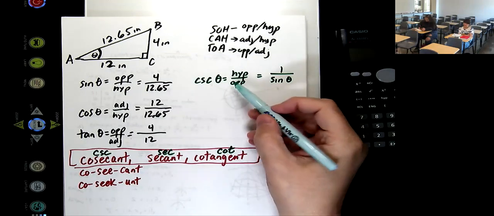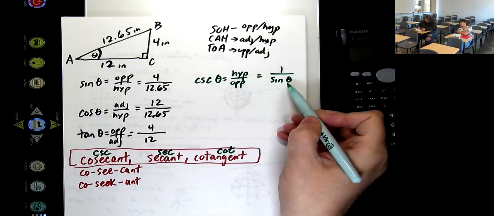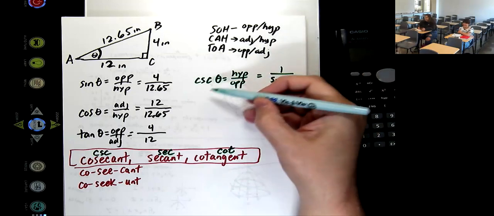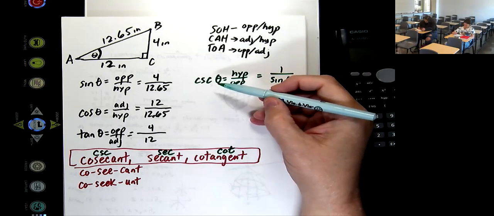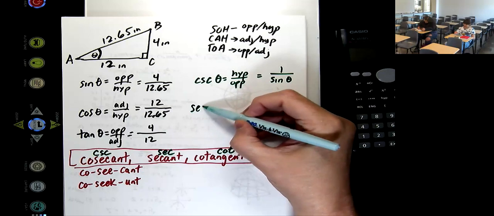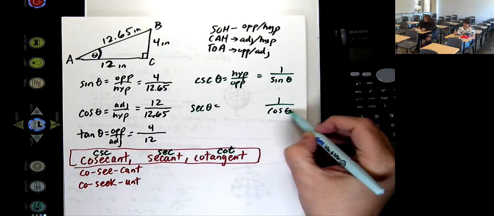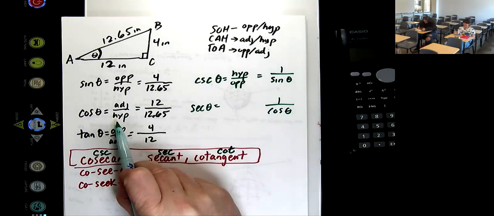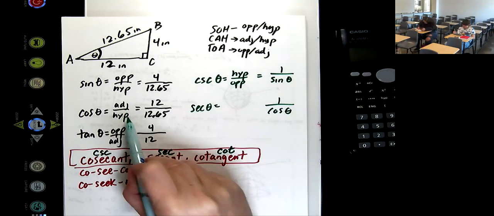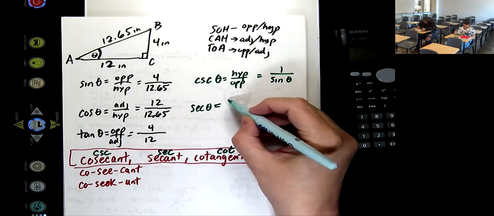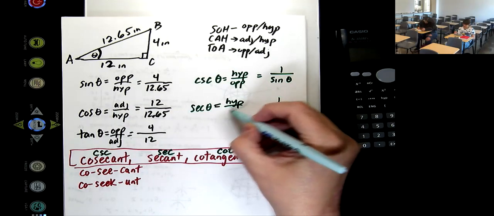So cosecant of theta is really just 1/sine, which flips the fraction over. Secant of theta is 1/cosine, which flips over cosine's fraction. Cosine is adjacent over hypotenuse, so secant is hypotenuse over adjacent.